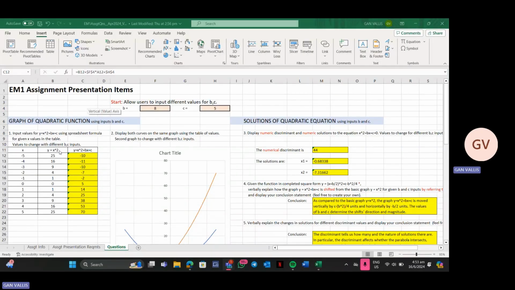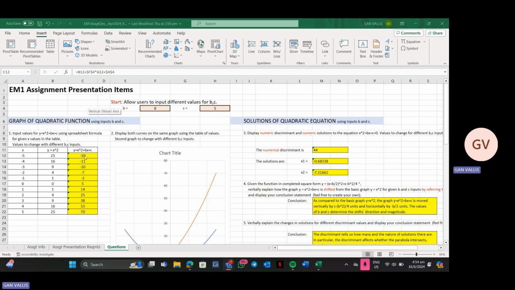Hi everyone, I'll be presenting on the assignment presentation problem given in this Excel file. Over on the left in question 1, we have a quadratic function of x squared plus bx plus c, where b and c can be input by the user. Let's take b equals 8 and c equals 5.